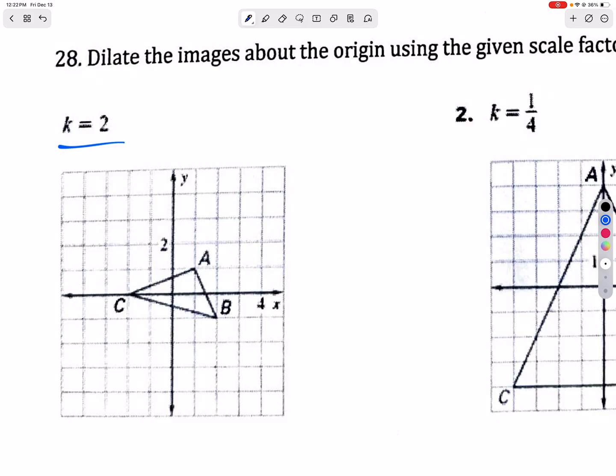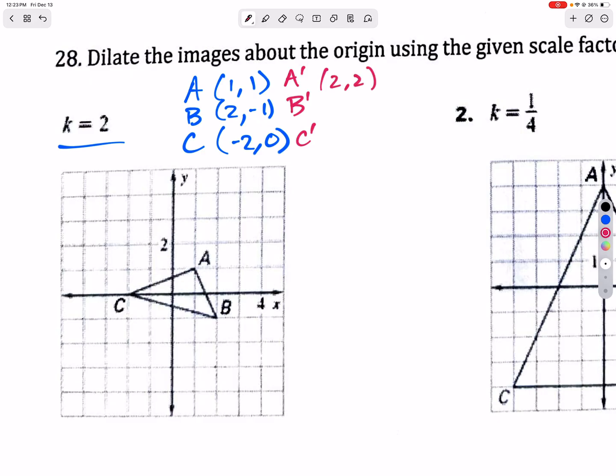All right, so K equals 2. That means we're doubling it. Okay, so each point. So A, B, C. I got 1, 1. I got 2, -1. I got -2, 0. So I'm going to double each. So A prime, B prime, C prime: 2, 2, 4, -2, -4, 0. Okay, plot those points. So we got 2, 2, A prime. B is 4, -2, which is B prime. And C is -4, 0, C prime. My spoon is too big.